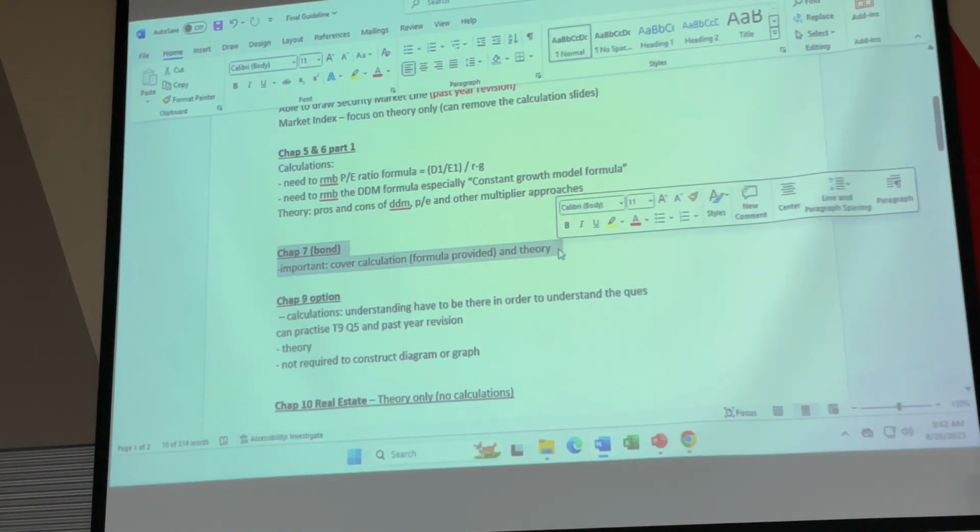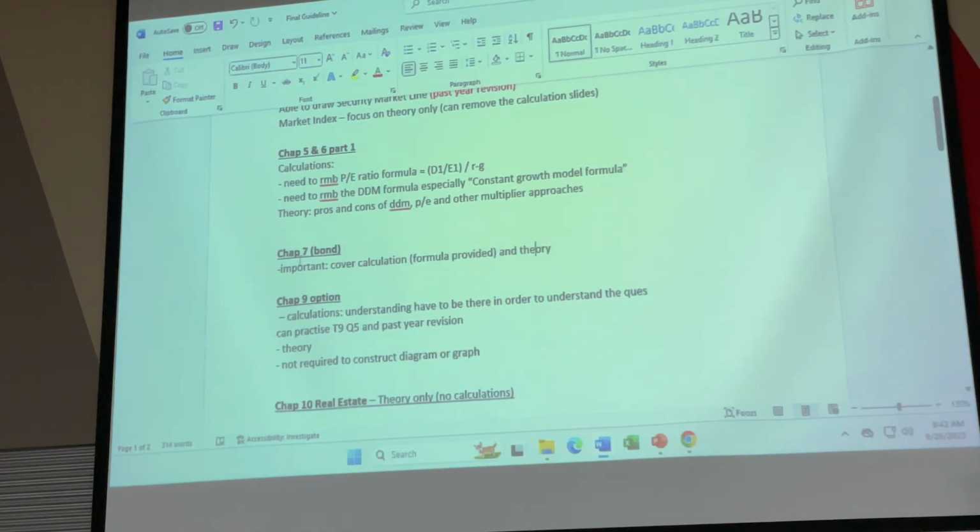I think the whole chapter is important because I can let you know it has a very high weightage, around 20 marks or more than 20 marks. Okay, 20 to 25 marks. So very important. Please go through chapter 7.